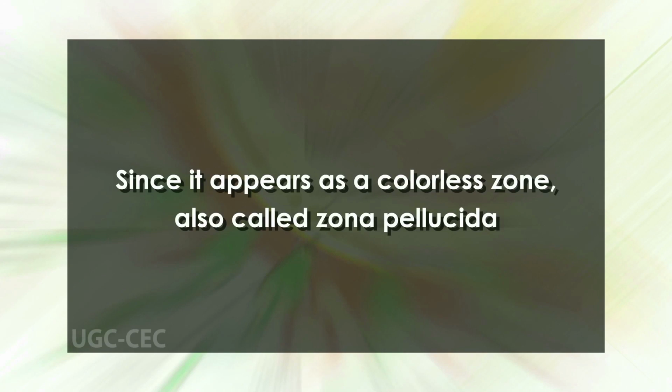The protoplasm of the ovum, called ooplasm, provides nutrition during early embryonic development. The cell membrane of the ovum is called vitelline membrane or oolemma. Since it appears as a colorless zone, it's also called the zona pellucida. The space between the vitellus or ooplasm and the vitelline membrane is called the perivitelline space.